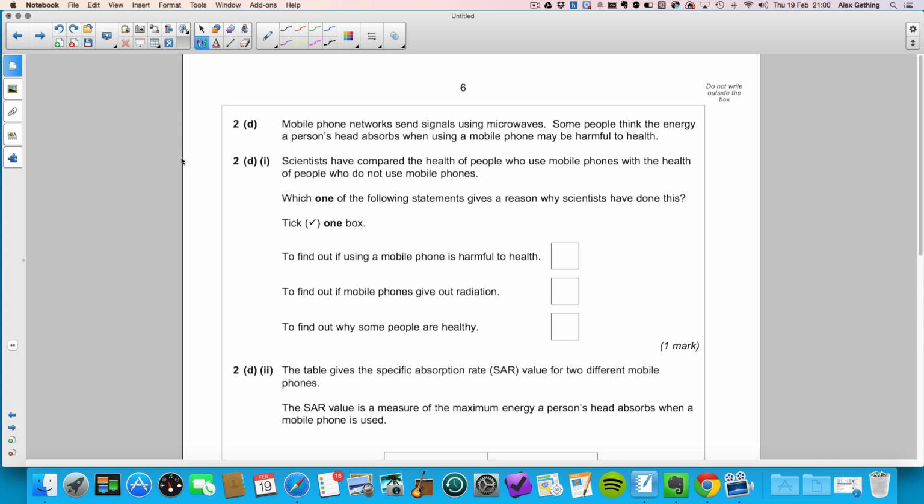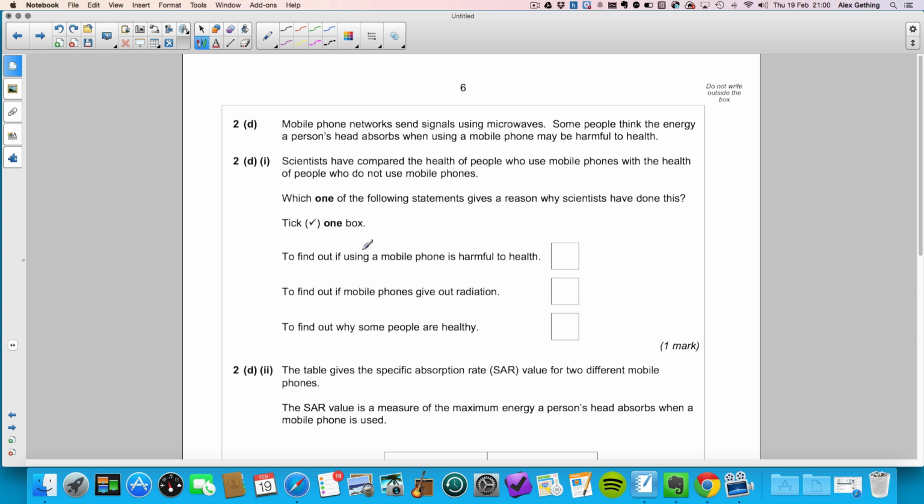Question 2D. Mobile phone networks send signals using microwaves. Some people think the energy a person's head absorbs when using a mobile phone may be harmful to them. D part 1. Scientists have compared the health of people who use mobile phones with the health of people who do not use mobile phones. Which one of the following statements gives a reason why they would do this?